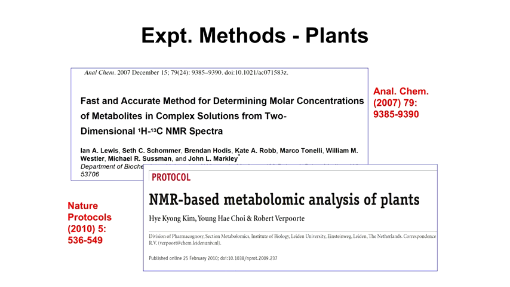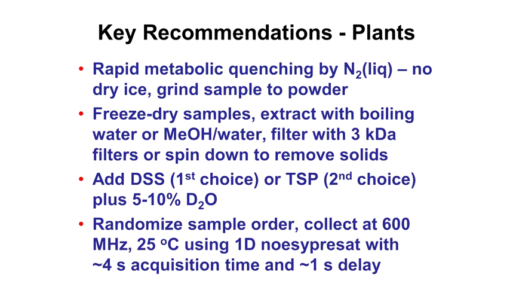There are methods for plants that have been published in 2007, 2010. These are some papers, and when we send these things out, you will be able to hunt down the specific references. But the basic essence, not unlike with tissues, is quench with liquid nitrogen, don't use dry ice, and grind the sample to powder. This essentially tries to eliminate things that are bound to the cell walls, which are more of a problem with plants than with animal cells.